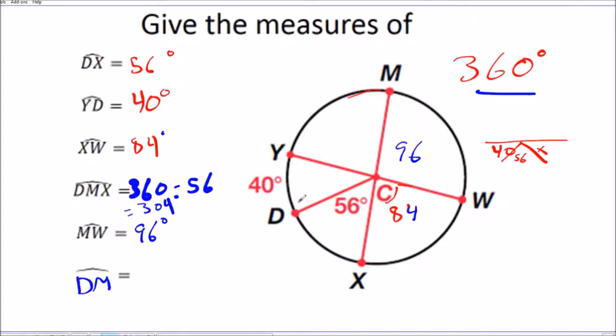Okay. Thing that I noticed from D to M, I know I've got my 40, but I need to figure out what's there in order to get DM. But again, I know this is 96, and actually, I know that this angle and this angle are vertical angles, so that's actually 84 right there. So 84 and 40 added together is 124 degrees, and so now that one is done.